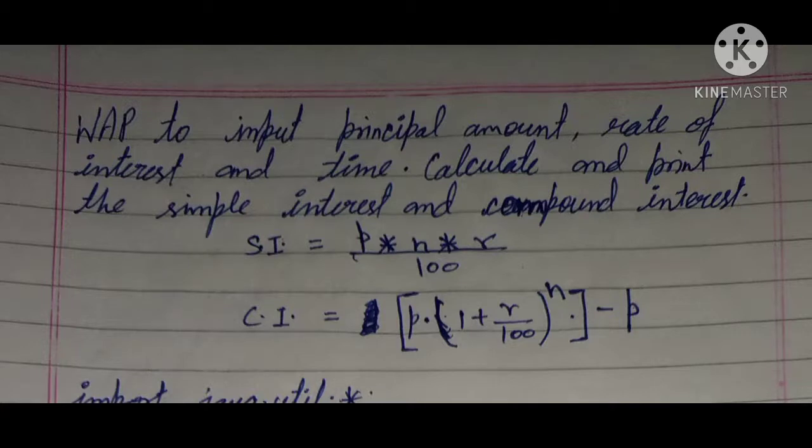The program is: write a program to accept coordinates of 2 points and calculate the distance between 2 points. This is the simple program you have to do.